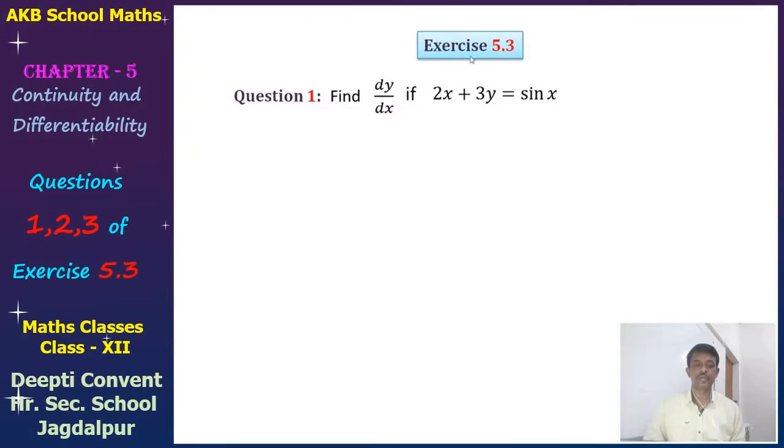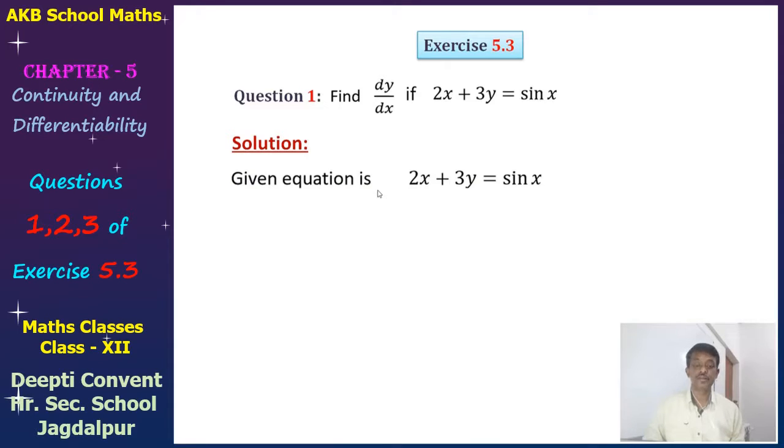Question 1 of exercise 5.3. Here find dy by dx if this relation is given. The given relation is an explicit relation, because here we can find the value of y in terms of x by solving it, and then we can differentiate y with respect to x and get the value of dy by dx. But we can also directly differentiate both sides of this and get the result. So here we can do either. So try to solve.